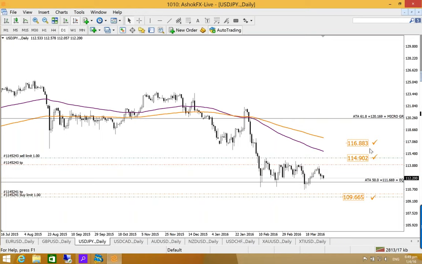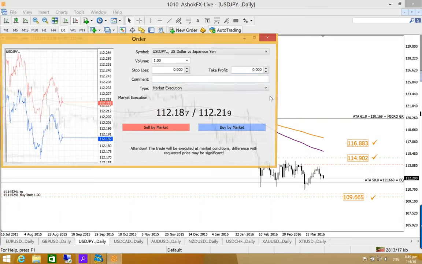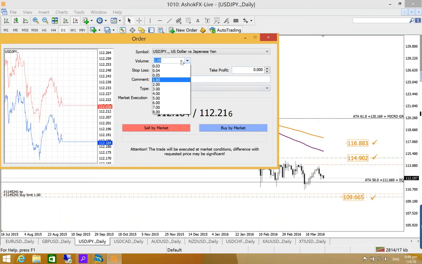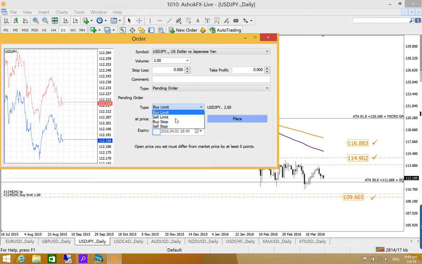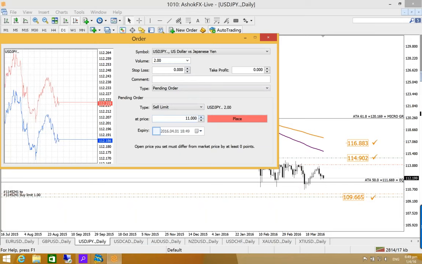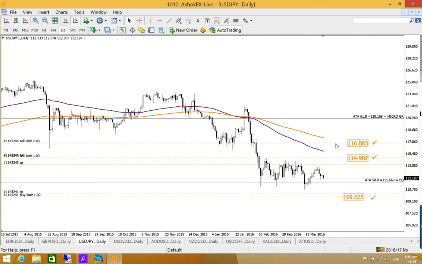And if I'm wrong, I'm going to do one more round of sell up here. So I'm going to do another one more here. This time it's going to be 2 lots. I'm doing martingale. And I'm going to do one more sell limit order, and I'm going to put a price 116.883. And my TP, I will adjust again. I put 115 temporary first.